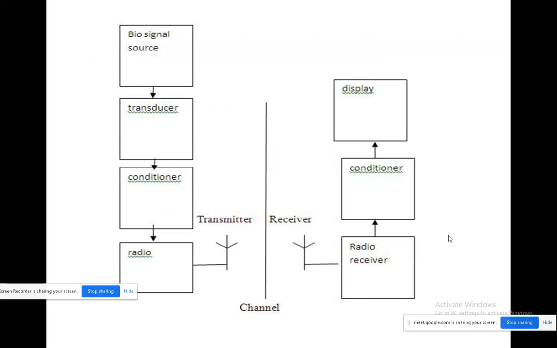This is the radio biotelemetry block diagram. The same elements will be used. Earlier it was linear, this one is vertical. That's the difference.